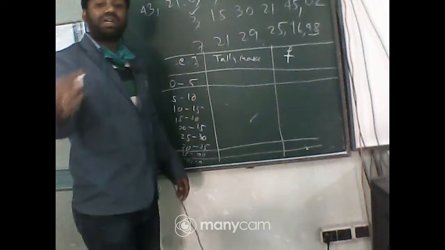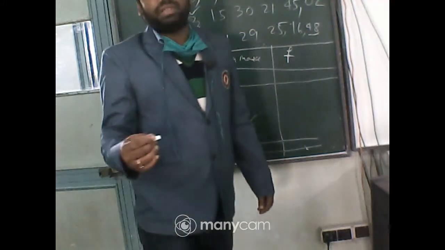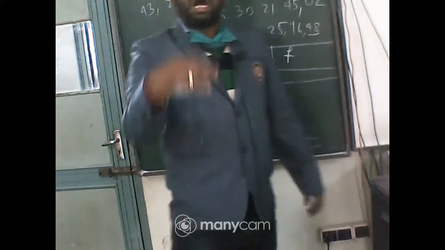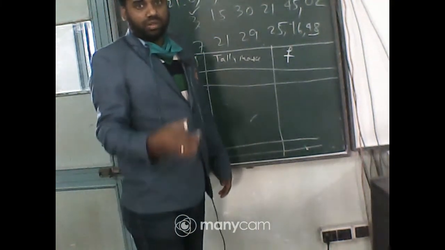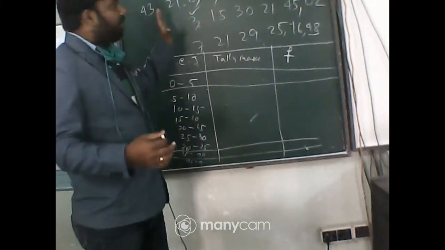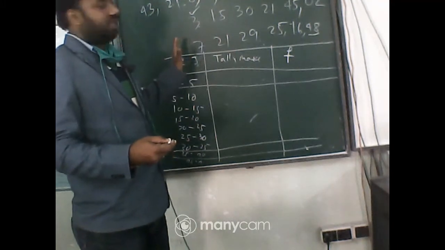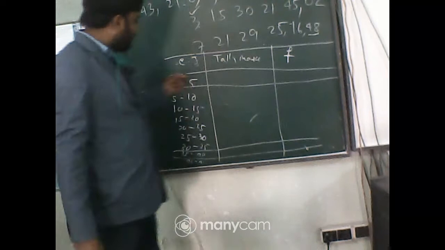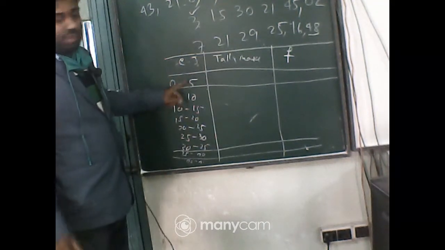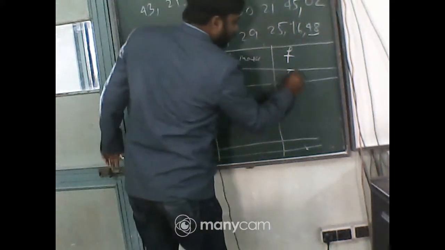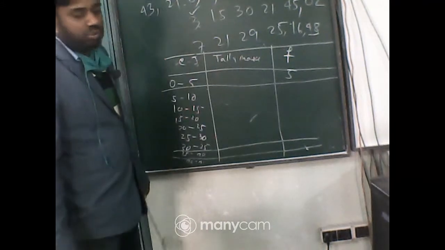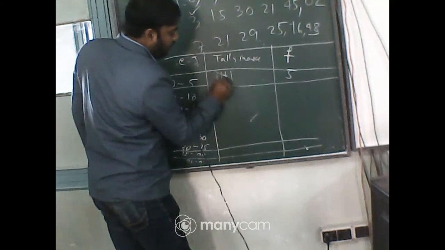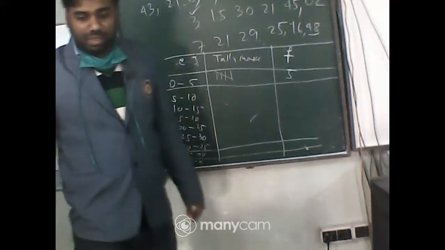And what is frequency? Frequency means the number of occurrences, how many times it repeats. Here there are 5 pieces of information, so the frequency of the class interval 0 to 5 is 5. And how to draw the tally marks? 5 means 1, 2, 3, 4 and 5. Got it everyone?